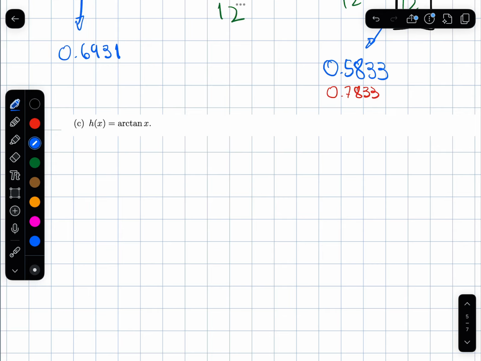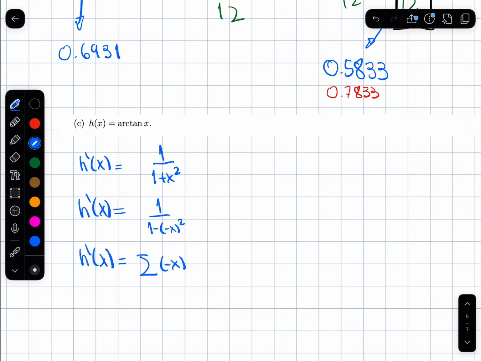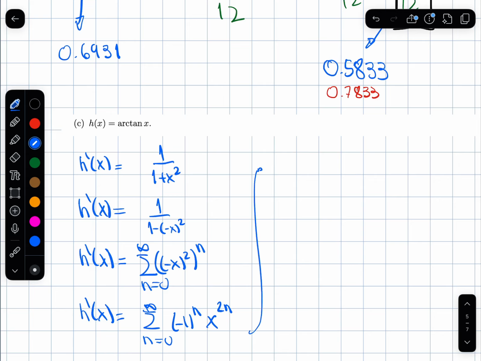But this one has a similar idea, so I'm going to take the derivative of h. The arctangent has derivative equal to this, which means that h prime of x is 1 over 1 plus x squared, which will be the summation of minus x squared to the power n, n equals 0 to infinity. So minus 1 to the power n, x to the power 2n, like so.